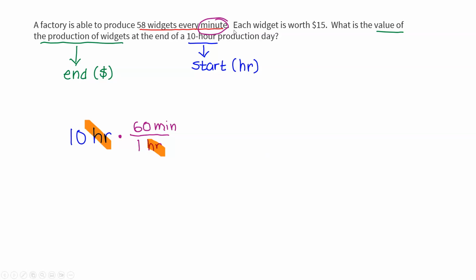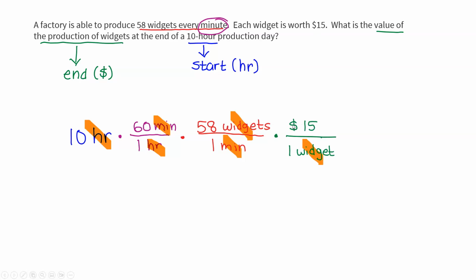Now we have a conversion that's being given here. 58 widgets over 1 minute. This will now take us from number of minutes to widgets, whatever they are. Now that we know the number of widgets, well, we know each widget is worth $15. So that's going to take us from widgets to dollars. And dollars is what we want to end up with. So here you're going to take 10 times 60 times 58 times 15, and you're going to get $522,000 worth of widgets. And so that is the end of this problem and the end of this demonstration.